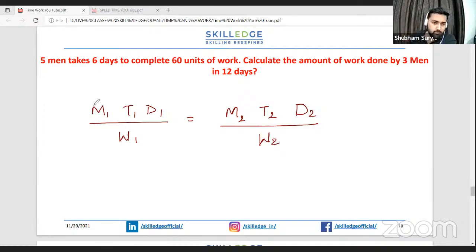Okay, now what is M1? M1 is the number of men which is given in the question. What is T1? T1 is the hours taken by the person. So let's say if a person is working for 2 hours every day, the value of hours is going to be 2. And if the person works for 5 days, the value of D is going to be 5.